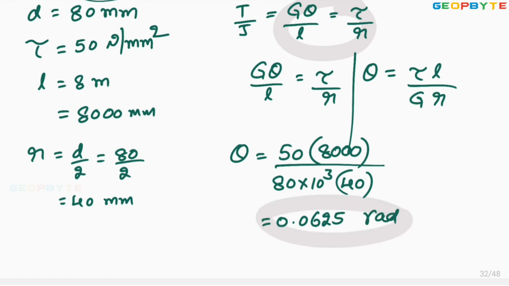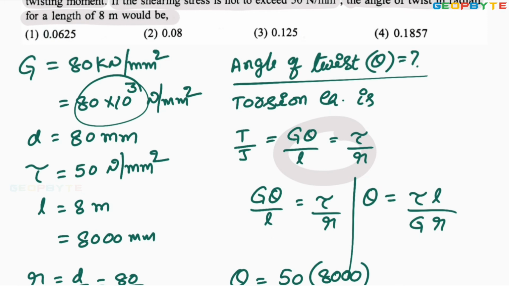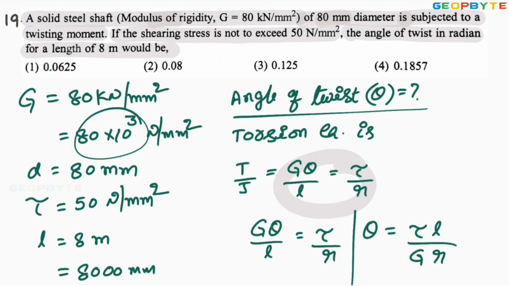The angle of twist equal to 0.0625 radians. Look at the options. Look at the very first option, 0.0625 radians. Option 1, the first option, is absolutely correct. I hope you got my point.